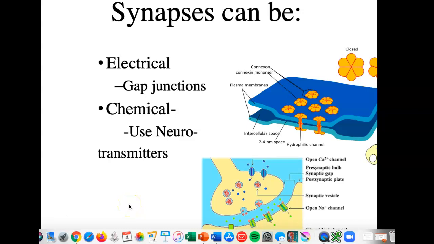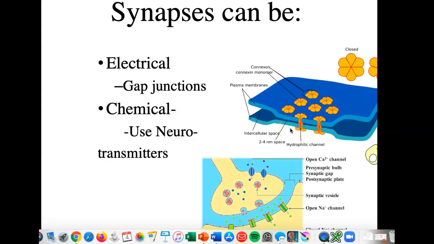Hi, let's move on to synapses now. Synapses, if you recall from anatomy, could be electrical. When we talked about the heart, we talked about gap junctions. It was one of those structures that was so hard to find in anatomy, the intercalated discs, right? And what those are, are connections between cells.